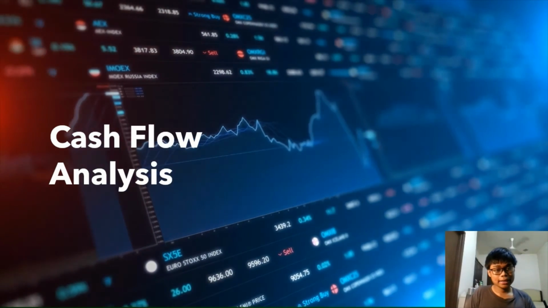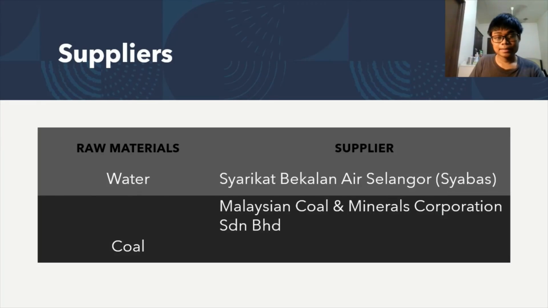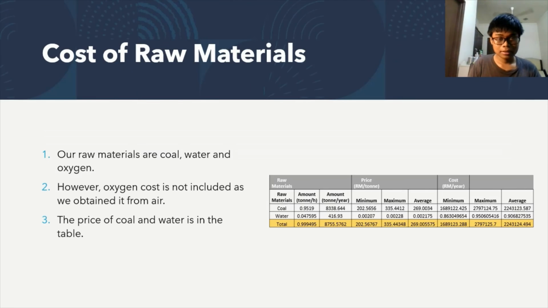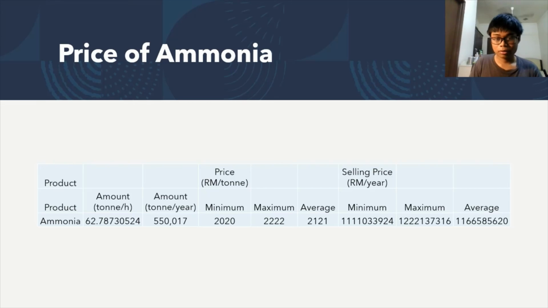Now we are going to look at cash flow analysis. These are our suppliers. For water, our supplier is Syarikat Bekalan Air Selangor, Syabas, and for coal, our supplier is Malaysian Coal and Minerals Corporation Sendirian Berhad. Now, our raw materials are coal, water, and oxygen. However, oxygen cost is not included as we obtain it from air. The price of coal and water is in the table. The price of coal on average is 269 ringgit per ton, and water is 0.002175 ringgit per ton. The price of ammonia on average is 2,121 ringgit per ton.